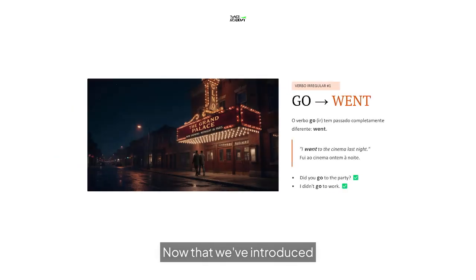Now that we've introduced the fascinating world of irregular verbs, let's focus on the first one, go, which transforms into went in the past. This is a perfect example of how irregular verbs break the rules we learned earlier. Instead of simply adding ed, go becomes went. Think about it. When you say, I went to the cinema last night, you're expressing a completed action. This past form allows you to share your experiences vividly.